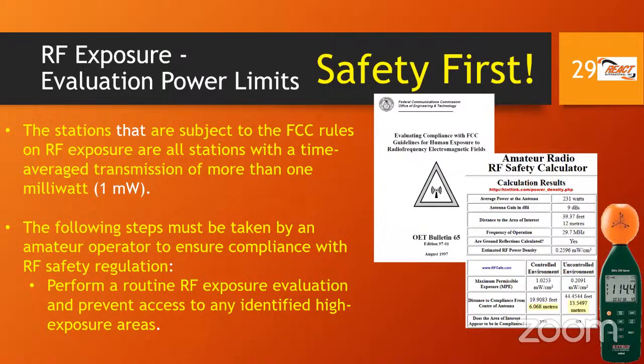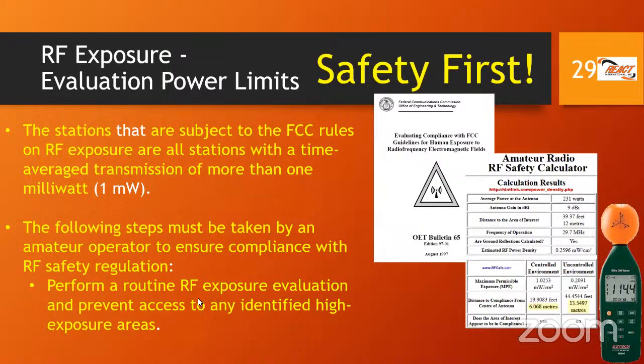And that's the subject of the next bullet point, which is an exam question. The following steps must be taken by an amateur operator to ensure compliance with RF safety regulation: perform a routine RF exposure evaluation and prevent access to any identified high exposure area. So what that means is we are going to evaluate our RF exposure limits. On an upcoming slide, we'll see how we do it.